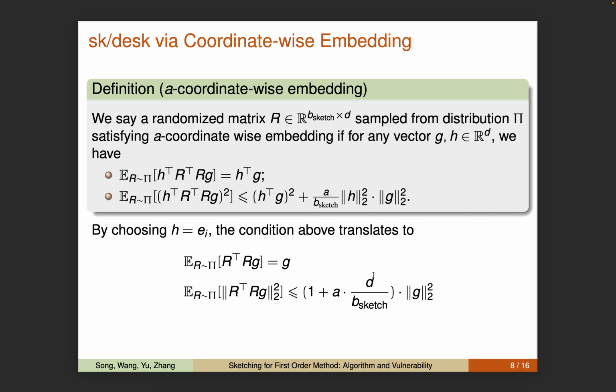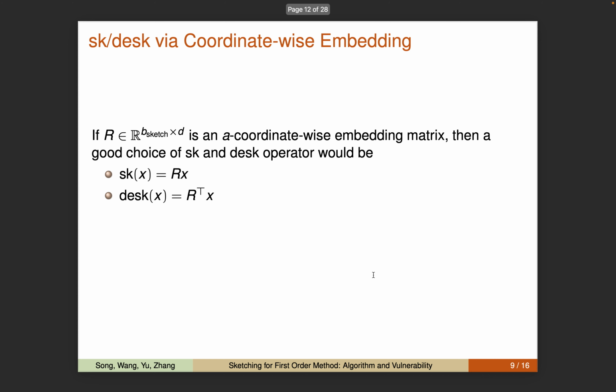Where does the name coordinate-wise come from? If we choose H to be the ith standard basis, then the condition reduces to that R transpose R of G is a vector G itself, and the norm of R transpose R of G squared is less than or equal to 1 plus a small additive variance term of the norm of the vector G.